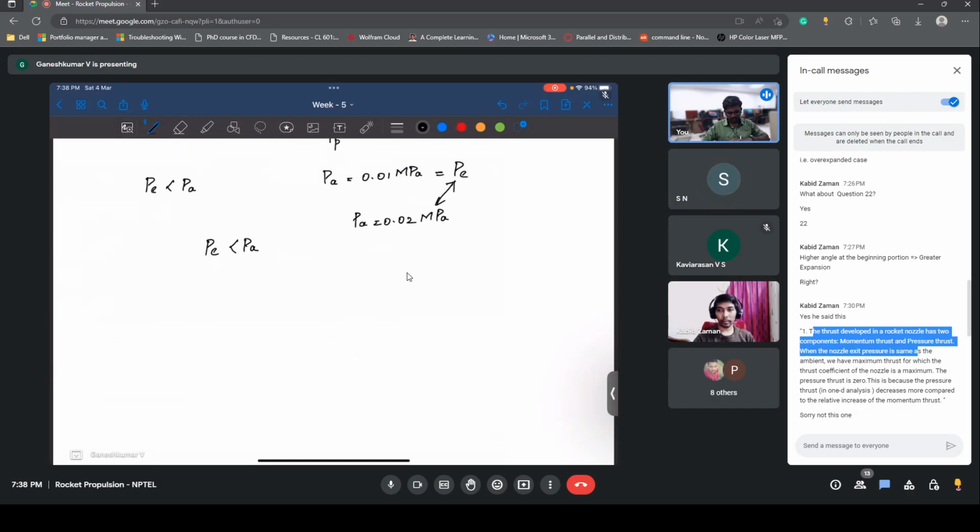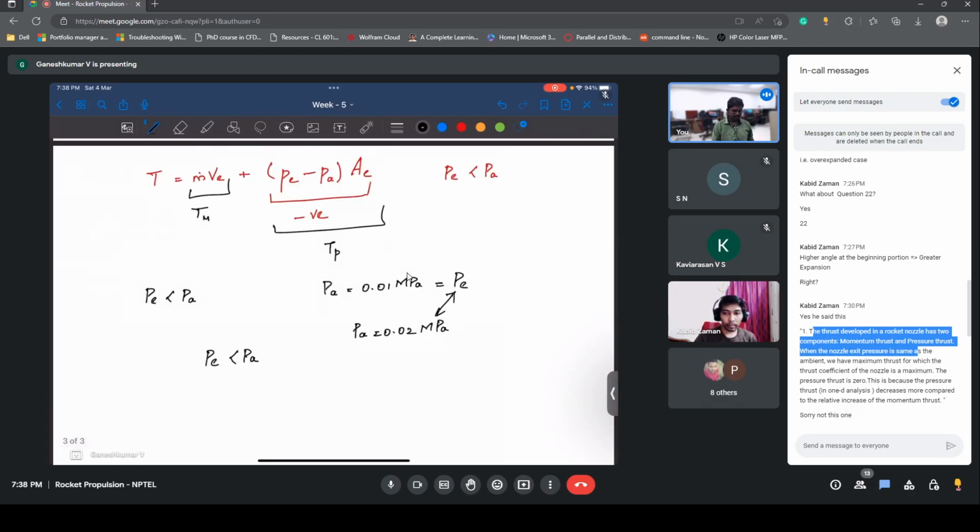If you do that, the overall thrust actually reduces. I'm not sure why it is marked greater. We know the underexpanded nozzle is always going to give greater thrust because its exit pressure is higher. What do we mean by it?